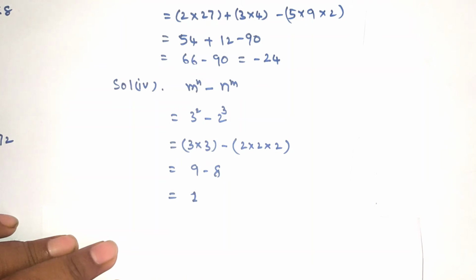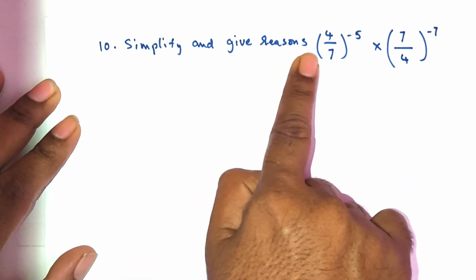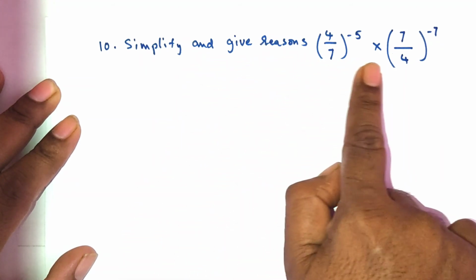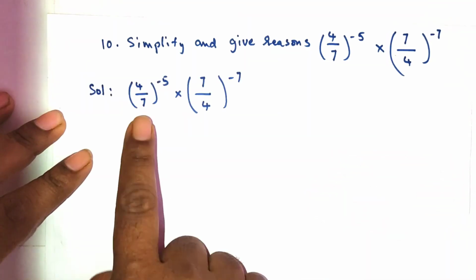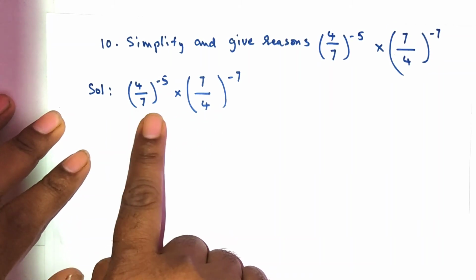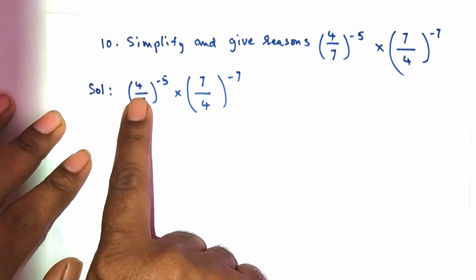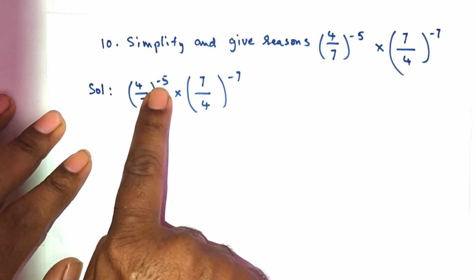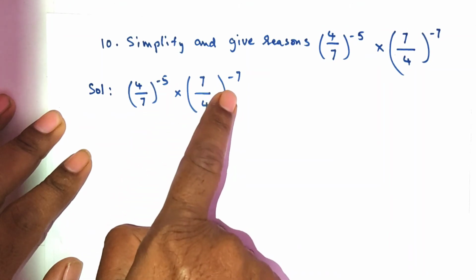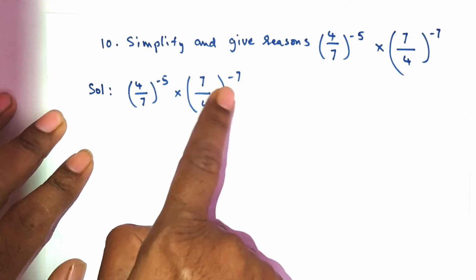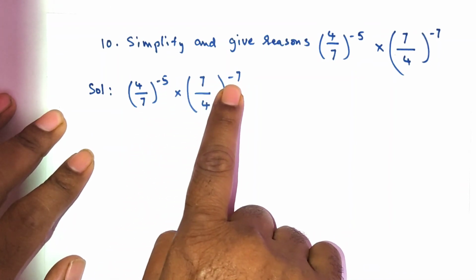Let us solve the 10th problem next. The 10th problem is: simplify and give reasons. We have to simplify this equation and give reasons for the simplification. Observe this equation carefully. What we have noticed is there is a fraction within the bracket, and outside we got exponents. Here also an exponent is there outside the bracket. This is called whole power 5. This is called whole power 7.